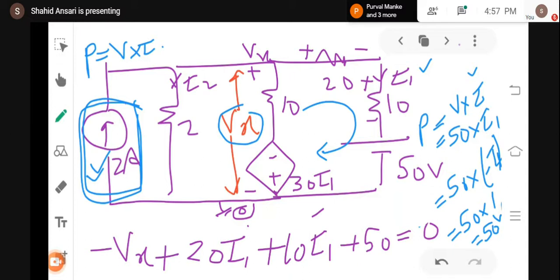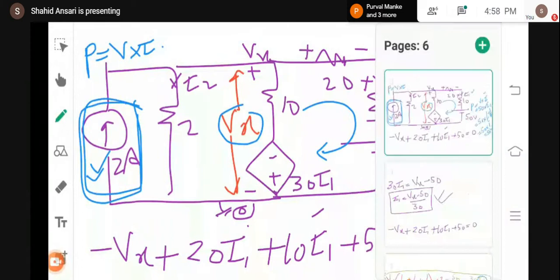Are you getting the concept of how to calculate delivered power or absorbed power from any source? If you are considering absorbed power, current should enter from positive. Absorbed power means it's your passive element. If it is delivering power, current should enter from negative. It is an active element now. Okay.